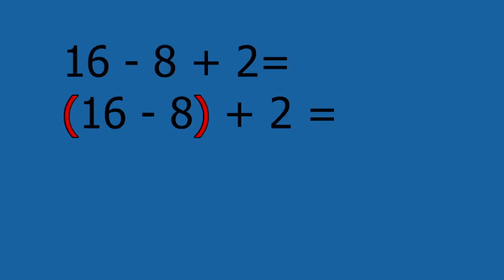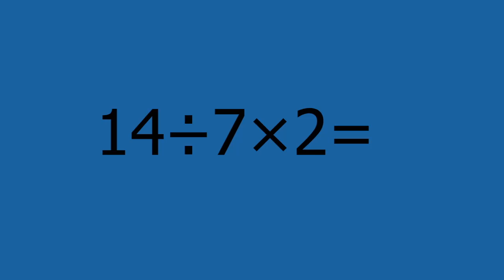So we have 16 minus 8. That's the first thing we do. That's all the way on the left. So 16 minus 8 is 8. That's what we have left. So we have 8 plus the original 2 now, and that equals 10. So our final answer is 10, not 6. Now let's go back to the problem in the beginning of the video. What do you think the answer is?